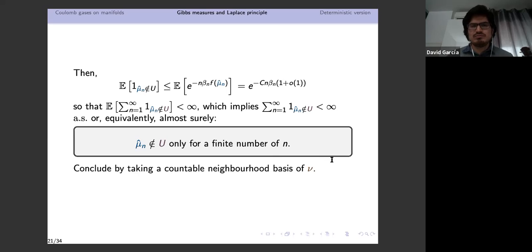So I wanted to show this because it's important for me to say why it's interesting, the Laplace principle. Well, the fact is that I am interested mostly in proving convergences.